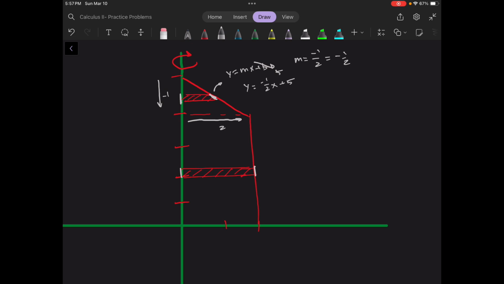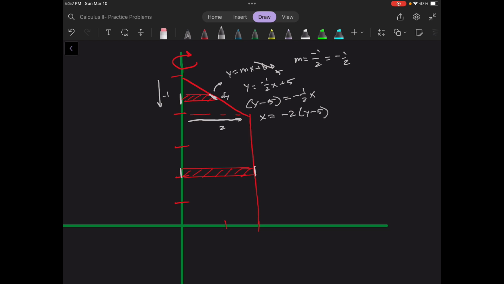But like I said, we have a dy slice, which means we need the radius as a function of y, right? Like x as a function of y. So let's solve it for x. We get y minus 5 equals -1/2 x, which means x equals -2 times y minus 5.